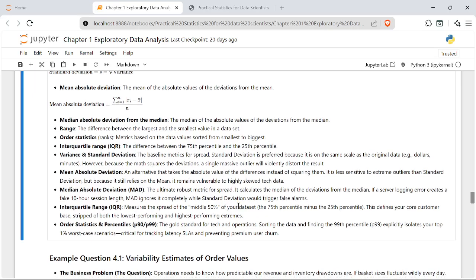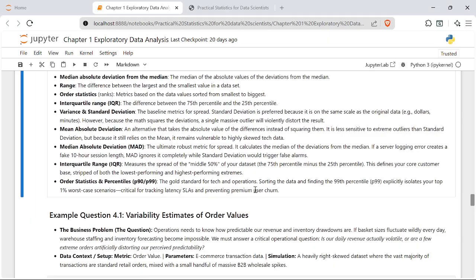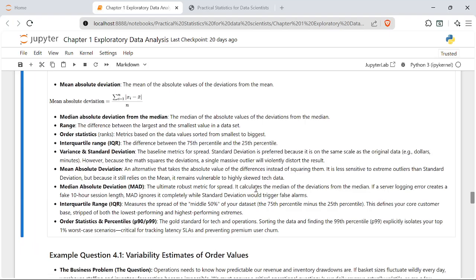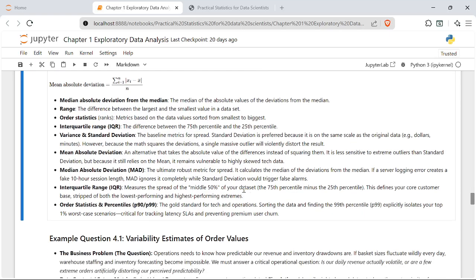Interquartile range, IQR, the difference between the 75th percentile and the 25th percentile. Variance and standard deviation are the baseline metrics for spread. Standard deviation is preferred because it is on the same scale as the original data, for example dollars or minutes. However, because the math squares the deviations, a single massive outlier will violently distort the result.